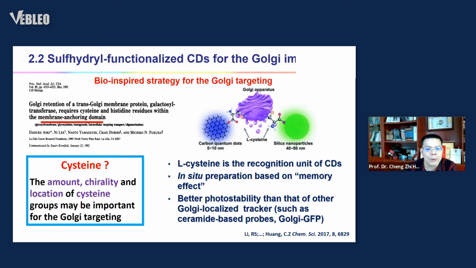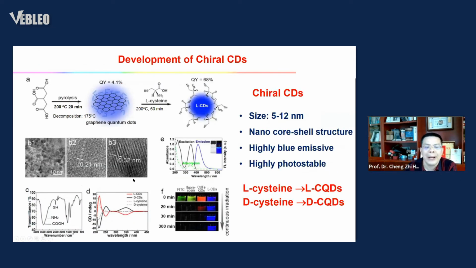Our strategy is to prepare carbon dots with cysteine residues and assess the targeting ability in terms of its count, amount, chirality, and location of cysteine residues. At first, we prepared the L-type carbon dots by using citric acid and L-type cysteine through the pyrolysis process. As prepared L-type carbon dots is in the range of 5 to 12 nanometers and has core shell structure, high blue emission, and high photo bleaching.